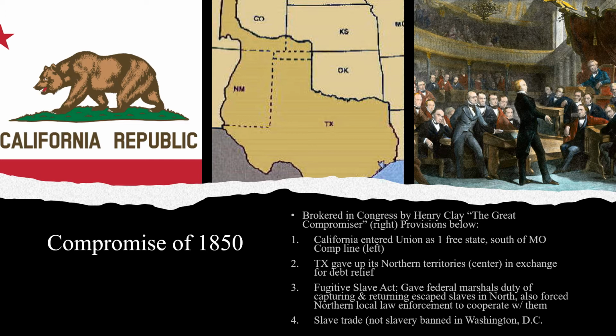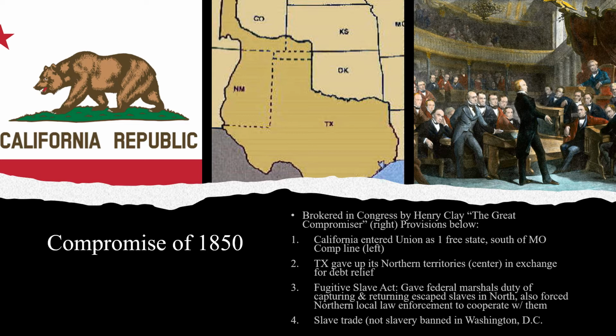So there was no desire to import enslaved African people. 3. The slave trade, not slavery itself, would be banned in the U.S. capital, the District of Columbia. 4. Texas, a slave state, would give up most of its territory north of the Missouri Compromise line, gaining its present shape in exchange for debt relief.